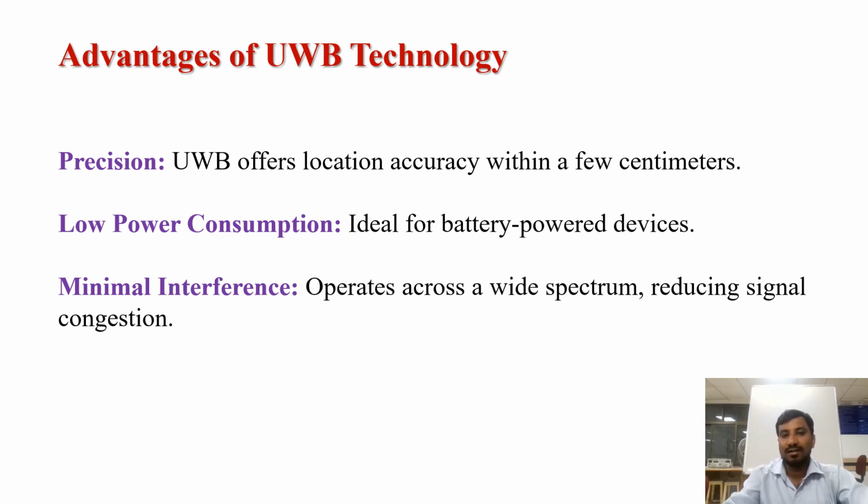One of the major advantages of this UWB technology is low power consumption. Next one is precision, because UWB offers location accuracy within a very few centimeters. And next one is minimal interference, because it operates across a wide spectrum, and that can reduce signal congestion.